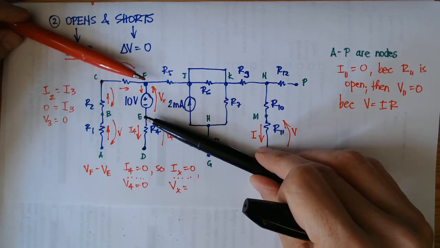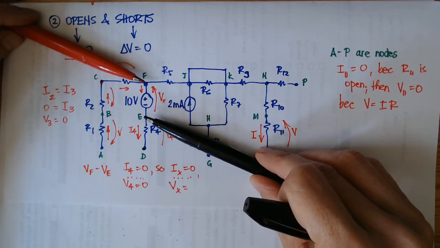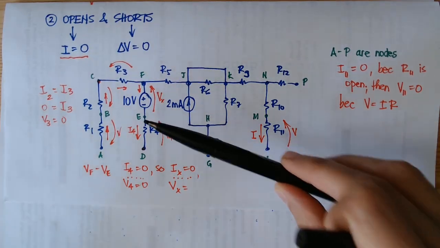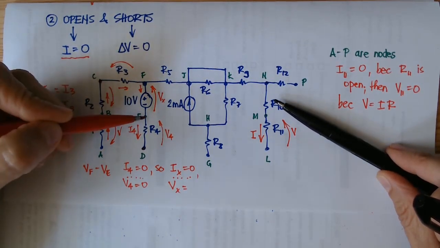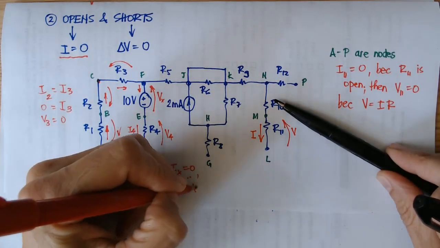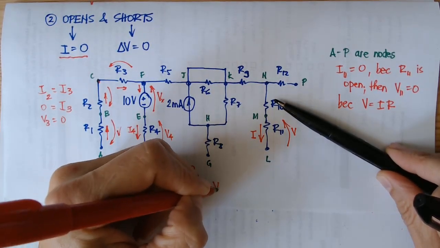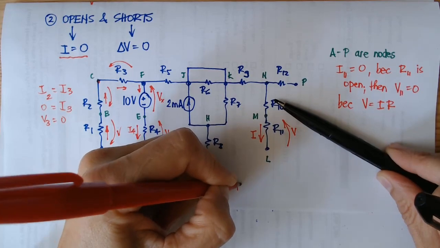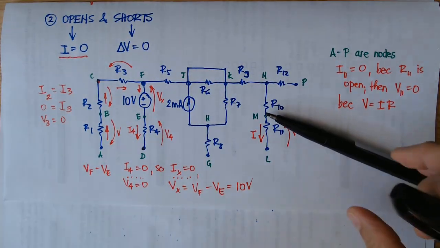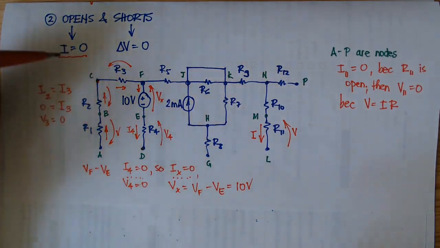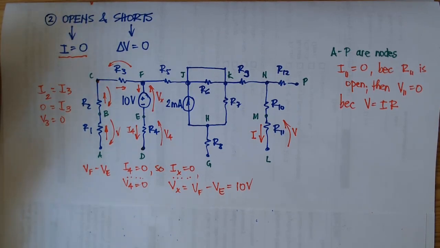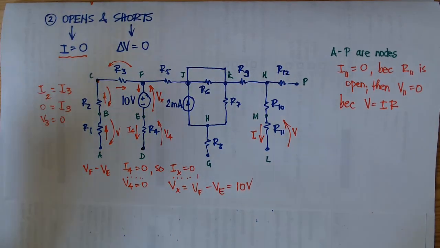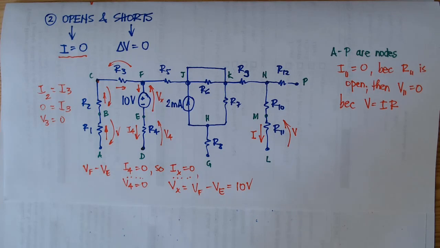You can actually do this with the AD2 and the multimeter you have. So what happens is that VF minus VE is Vx, and in this case it's 10 volts. So this shows that in an open you can only guarantee that the current is 0, but you cannot guarantee the voltage. The voltage is a question mark.